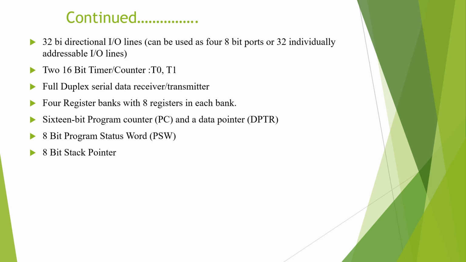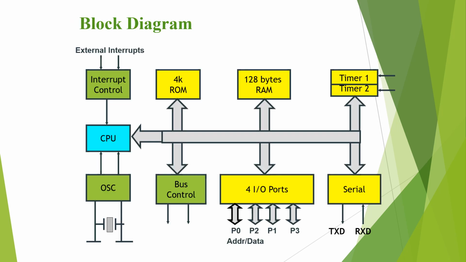Okay. So this is the block diagram of the 8051. This is the system bus or internal bus. These all are the system bus or internal bus. This is your bus control unit. This is the oscillator unit. This is your CPU and interrupt control, and there are external interrupts also available. Basically, both external and internal types of interrupts are available in the case of 8051.